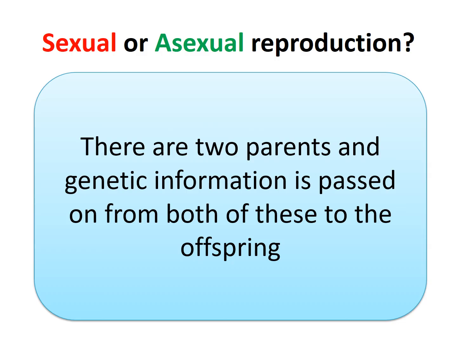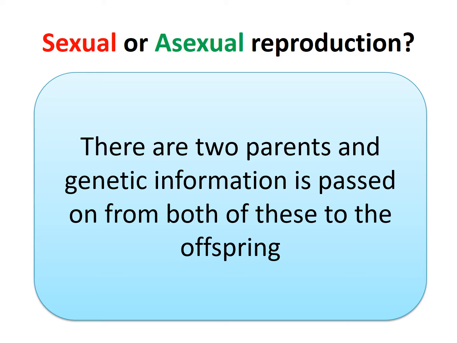So let's play sexual or asexual reproduction. Here are some statements, and you've got to say whether they are sexual or asexual reproduction. Now you might want to put two titles in your book, like a table, sexual and asexual, and then jot them down as to which goes in each.